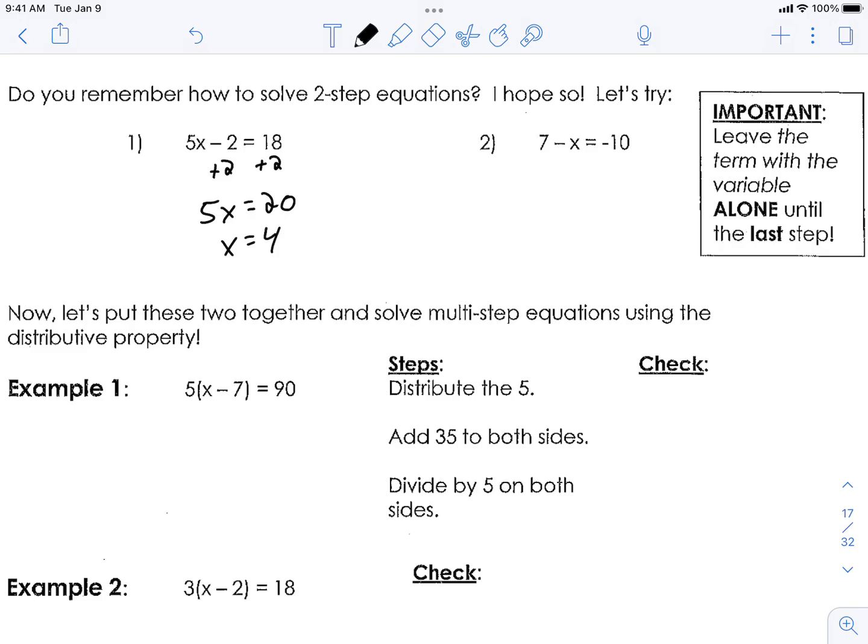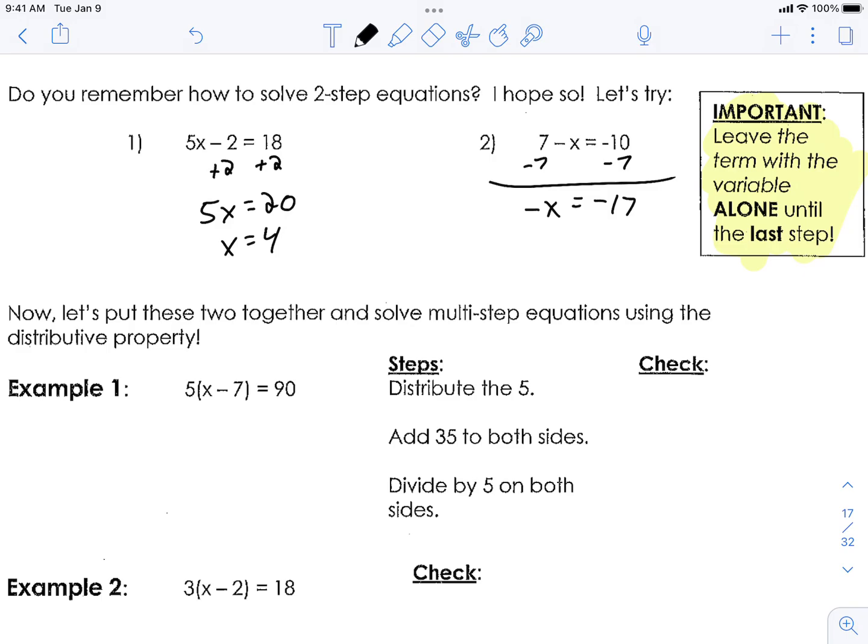And we're solving. Number 2, a little harder. Be careful. Look to the right. It says leave the term with the variable alone until the last step. So again, we want to worry about the constant term, or just the number first. Notice we have a positive 7 here, so we will subtract 7. We're very careful to bring down the negative x.